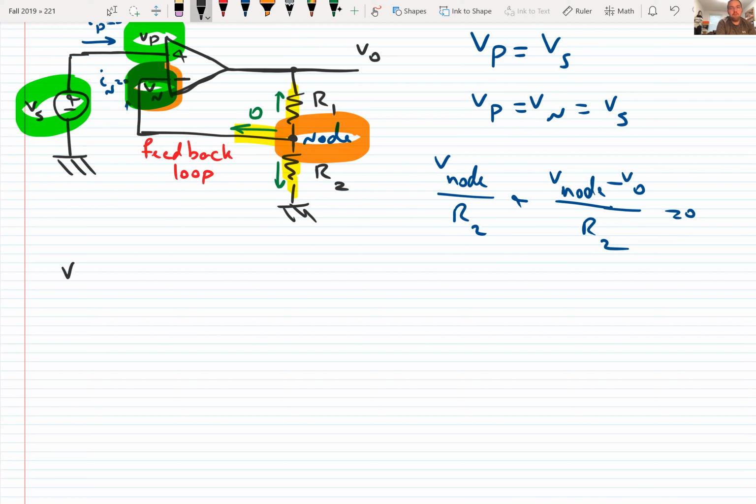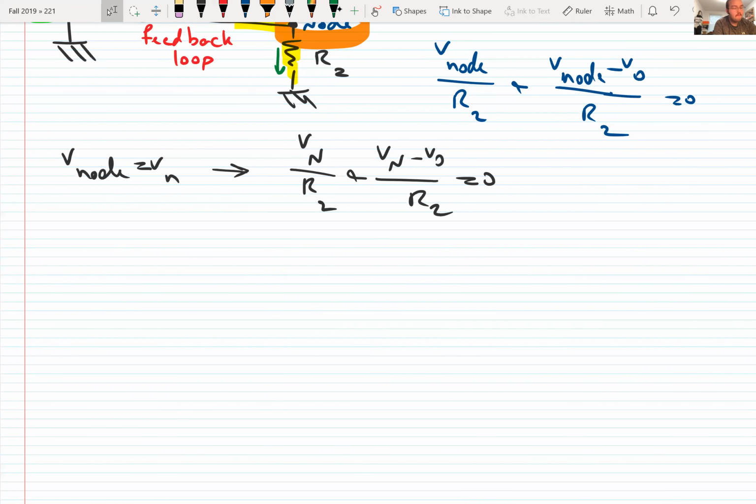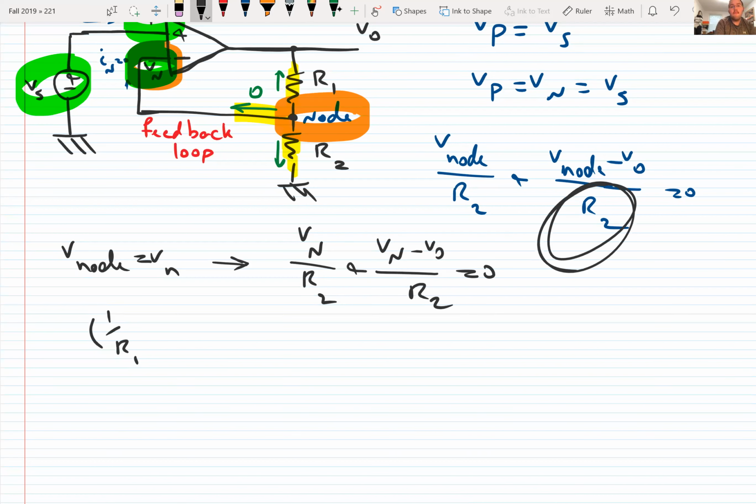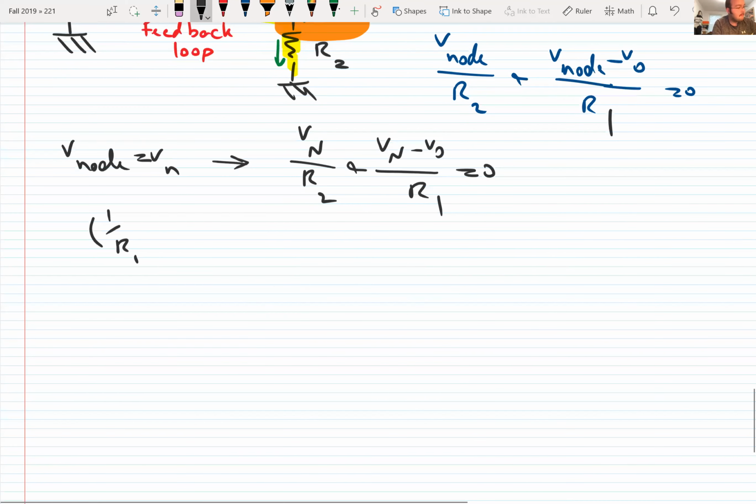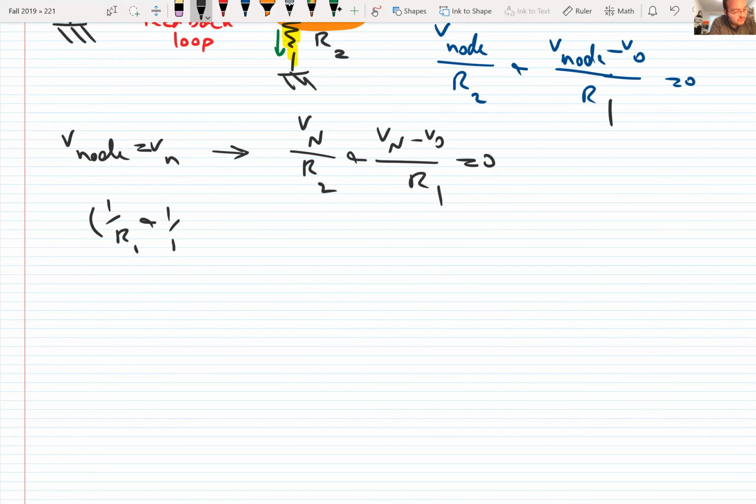So as V naught is equal to Vn, we can write our equation in this form: Vn over R2 plus Vn minus Vo over R2 is equal to 0. Okay, now, oh sorry, the first one shouldn't be R2, it's R1. R1 and R1, it's not R2. So 1 over R1 plus 1 over R2 times Vn is equal to 1 over R1 times Vo.